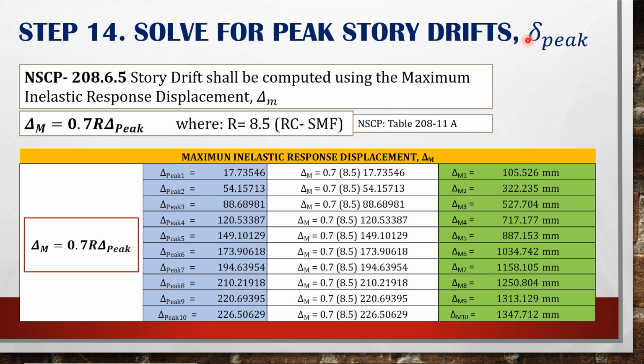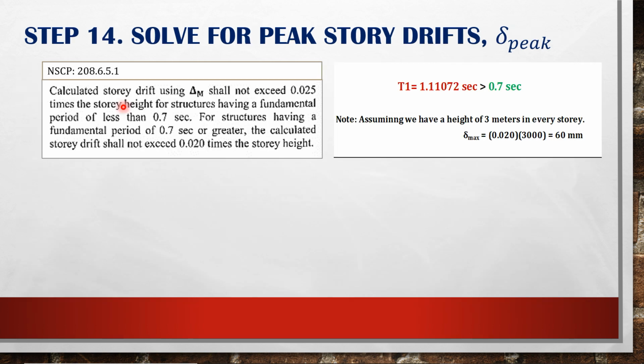Solve for peak story drift. Pero bago yan, may sinabi na naman yung NSCP, no? Sa NSCP 2015 natin, doon naman tayo nagbabase kasi ng structure natin, no? Building the structures. So may sinabi sa 208.6.5.1, no? Sabi niya, calculated story drift using delta M shall not exceed 0.025 times the story height for structures having a fundamental period of less than 0.7 seconds.